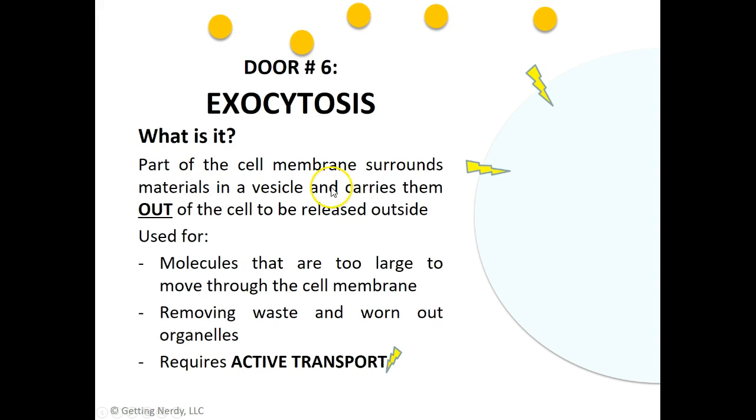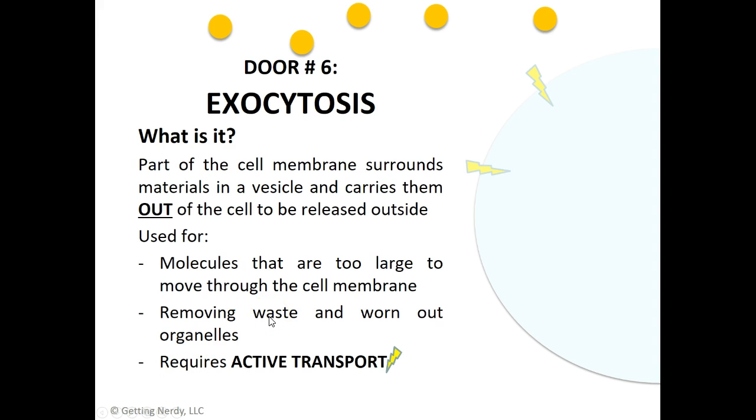This is just when part of the cell membrane surrounds materials in what we call a vesicle and carries them out of the cell to be released outside. So it's used for molecules that are too large to move through the cell membrane. It's used for removing waste and worn out organelles, and it's another process that does require active transport. And that is the end of endo and exocytosis.